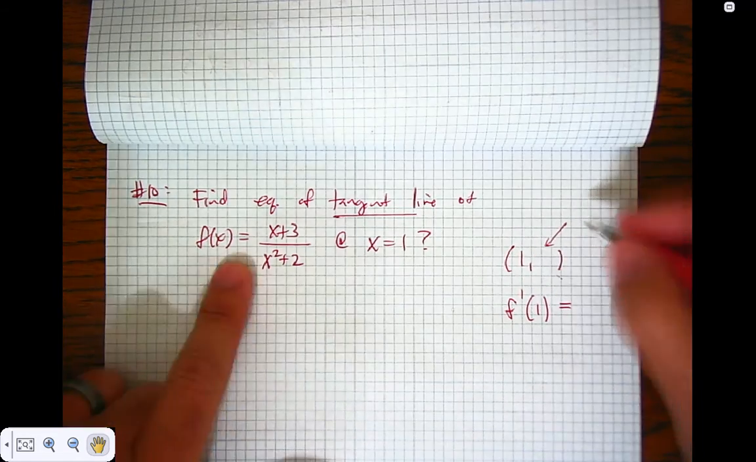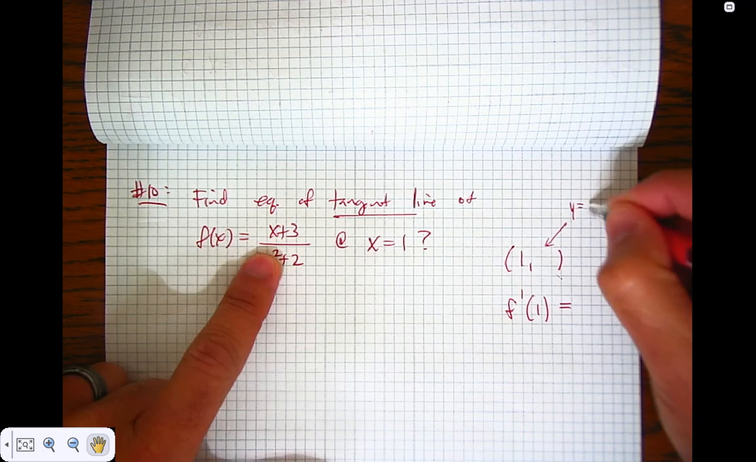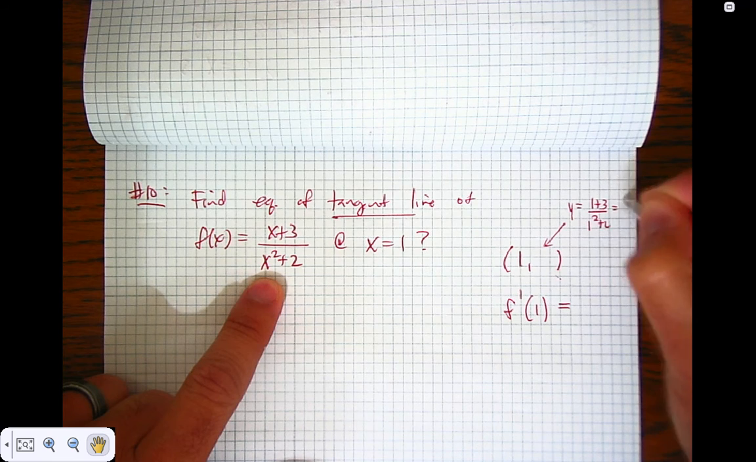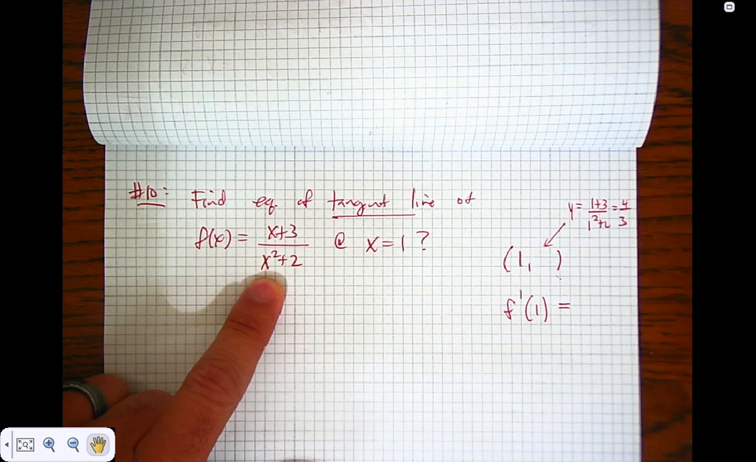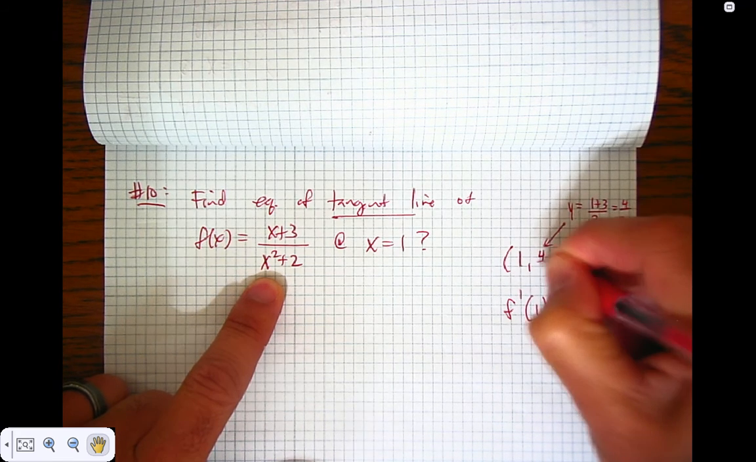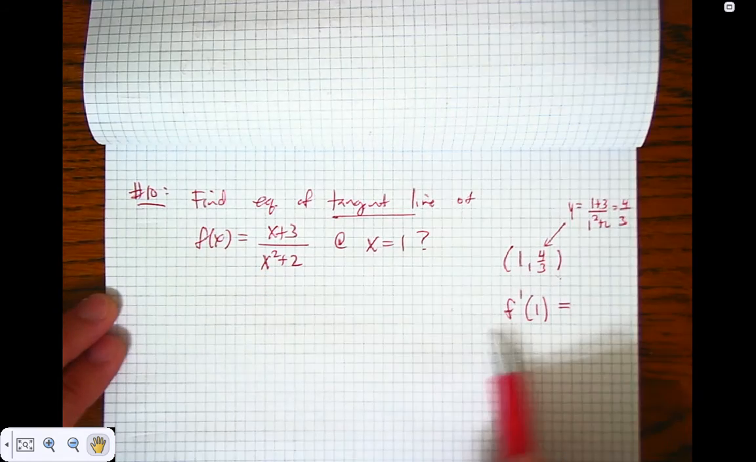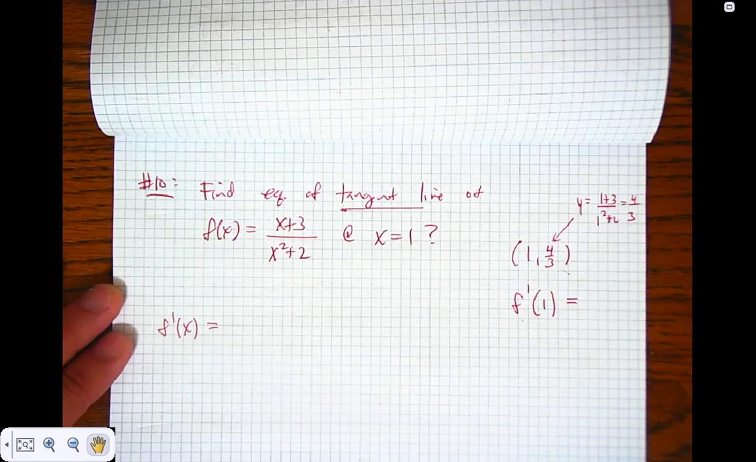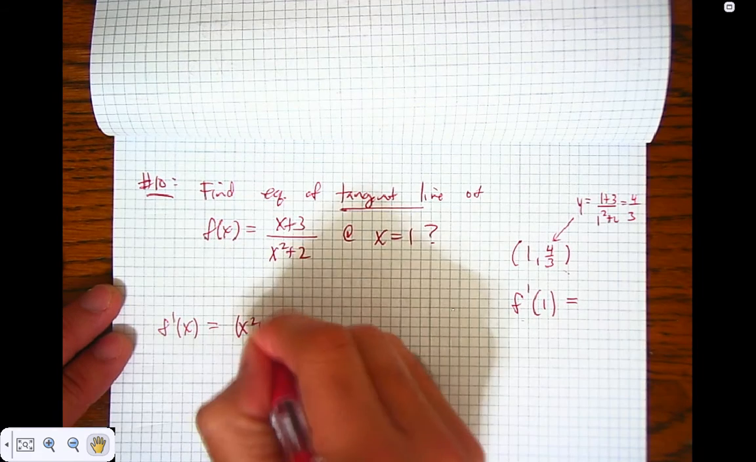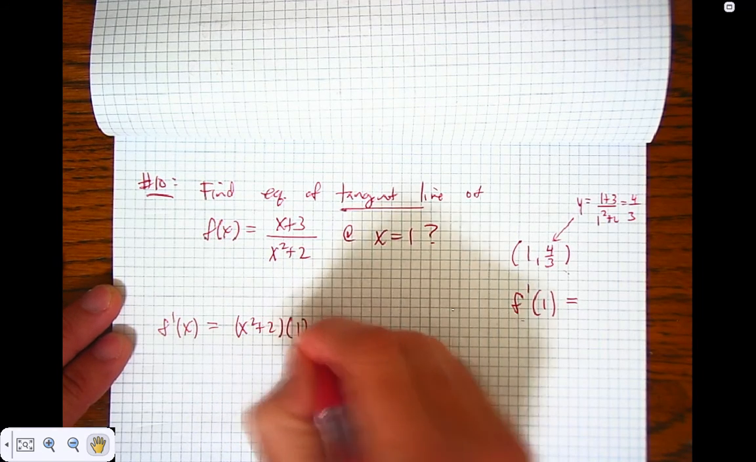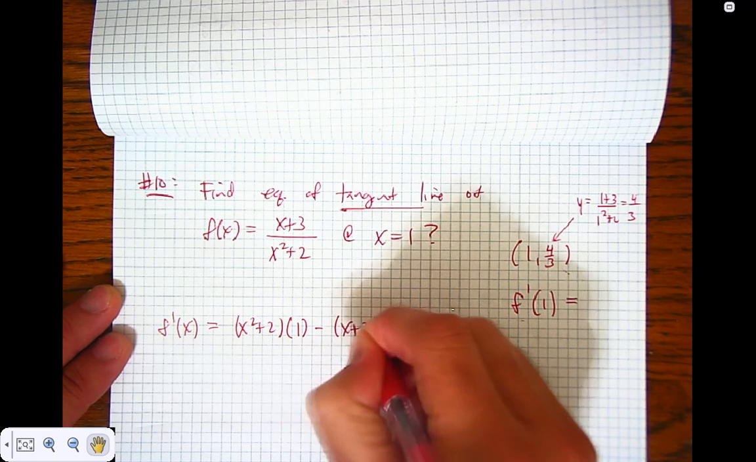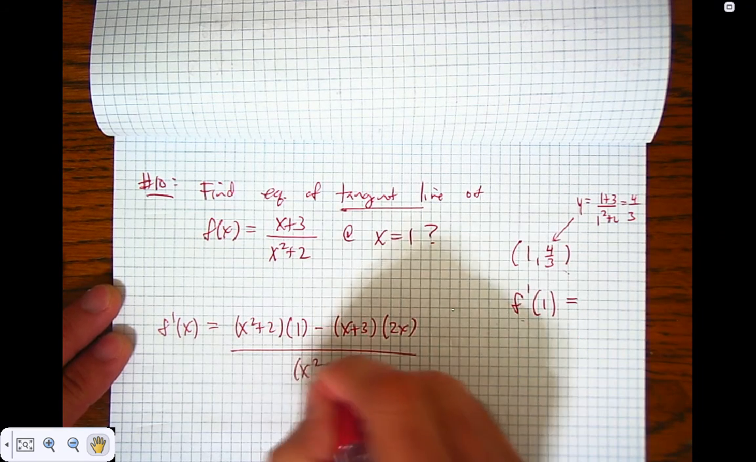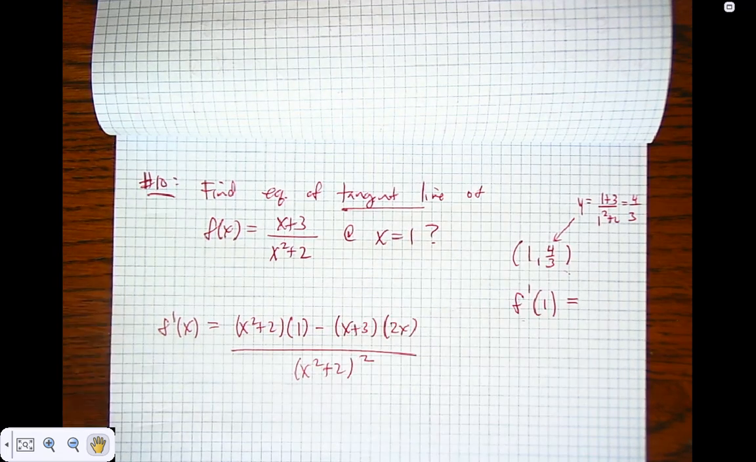Well, that's just a y value. And when x is 1, I have 1 plus 3 over 1 squared plus 2, which is 4 over 3. So I have 4 thirds. Now let's find the derivative. The derivative is equal to low, which is x squared plus 2, d high, which is 1, minus high, d low, which is 2x, all over low squared.